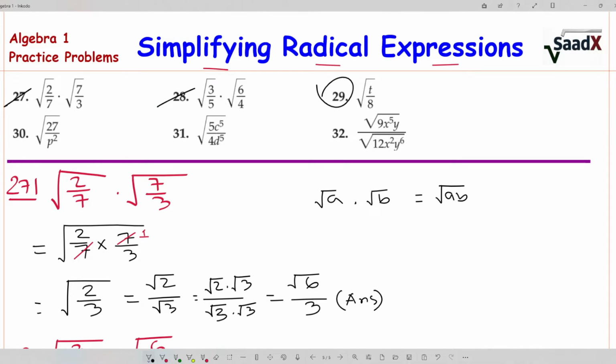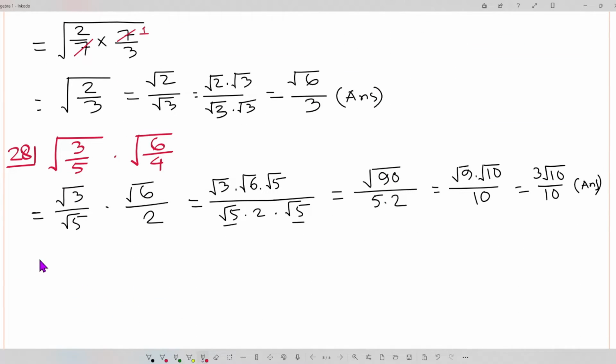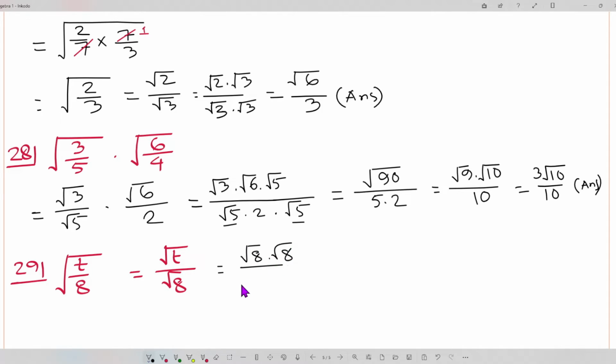Now 29. Root t over 8, right? So we can write 29 root t divided by 8. Similarly, this is root t divided by root 8. Now we can write root t times root 8, this is root 8t. Divide by root 8 times root 8. It means we are multiplying this fraction by root 8.